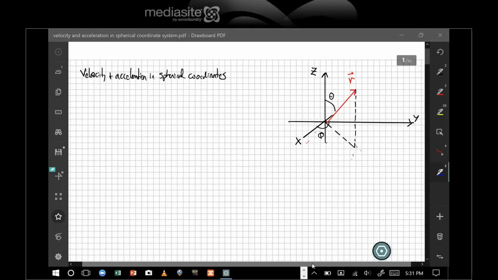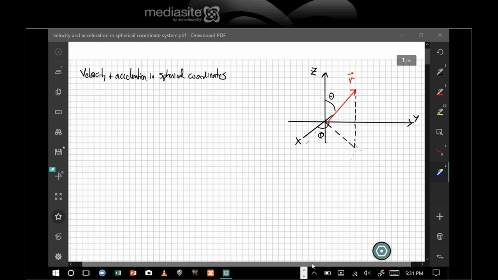I'd like to talk about writing expressions for velocity and acceleration in spherical coordinate systems. We already talked about cylindrical and Cartesian systems. Some problems we're going to deal with have geometries where the problem is a lot easier to solve in a spherical coordinate system, so I like to be able to write down V and A in that coordinate system.